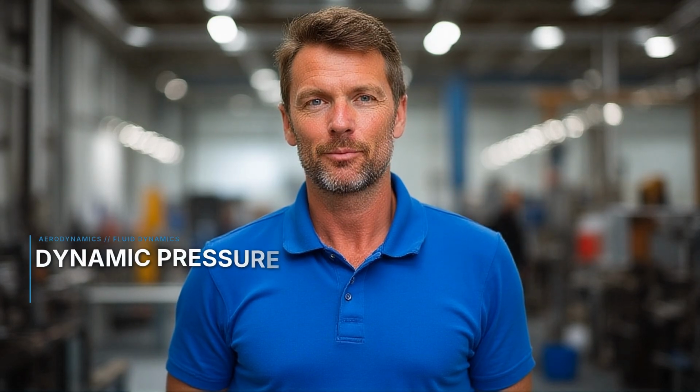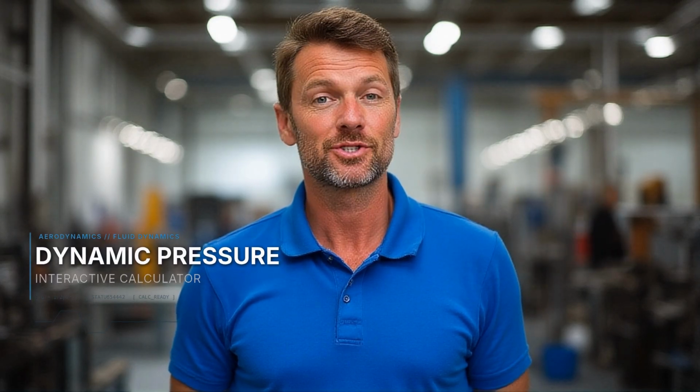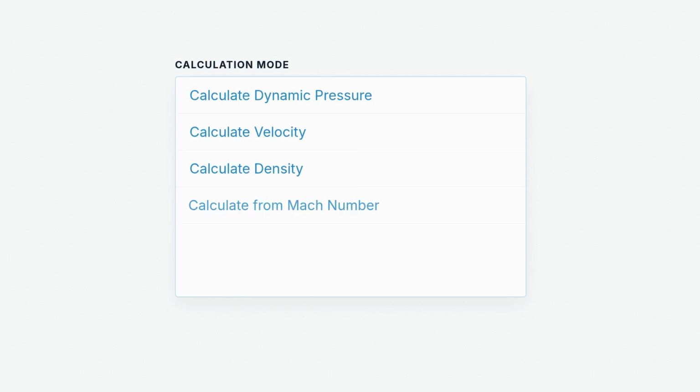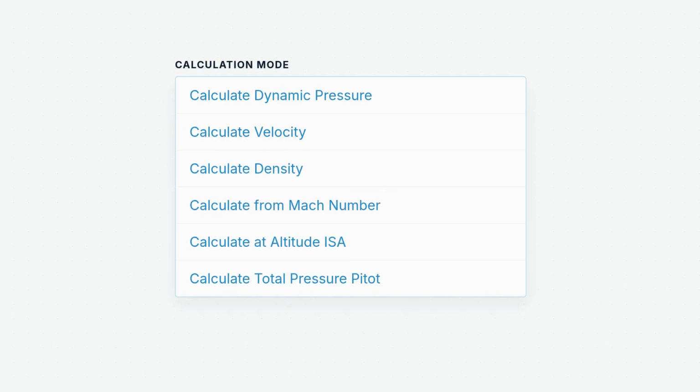This is the Dynamic Pressure Interactive Calculator, which solves for various aerodynamic parameters using fundamental fluid dynamics relationships. The calculator has a calculation mode dropdown with 6 options: calculate dynamic pressure, calculate velocity, calculate density, calculate from Mach number, calculate at altitude ISA, and calculate total pressure Pitot. For this demonstration, I'm using calculate dynamic pressure.